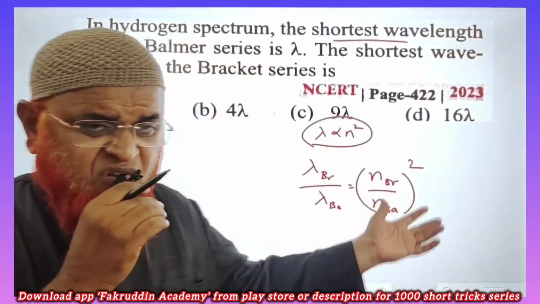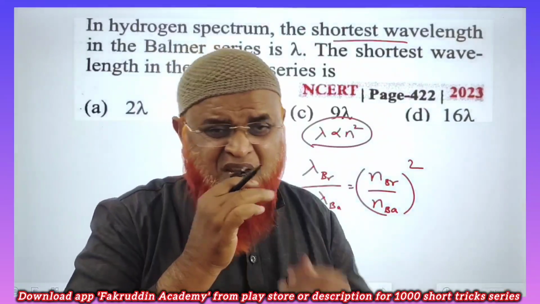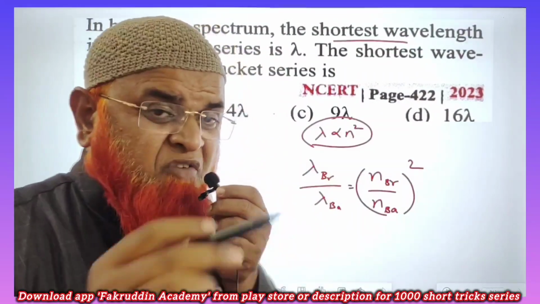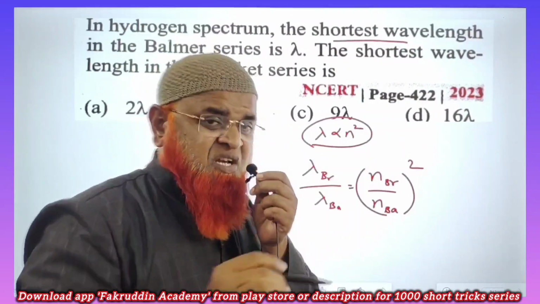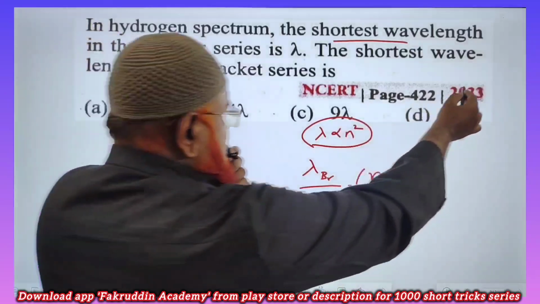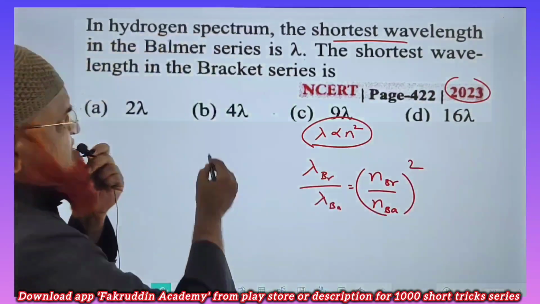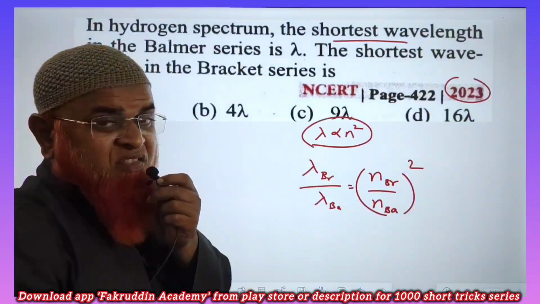Let us see the lengthy methods given in the books. This is not at all necessary. Let us have a simple shortcut formula for this previous year NEET question. Now you can just see this was asked latest in 2023. So he is asking us to find out the wavelength ratios.